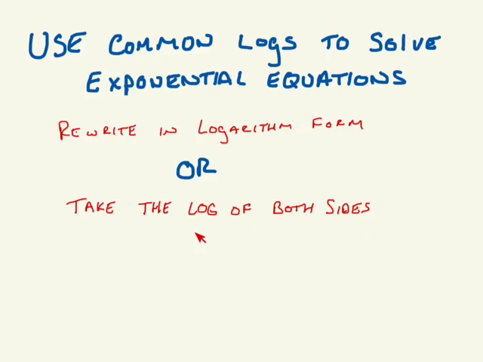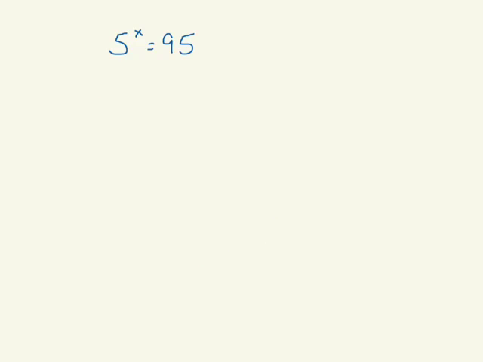Taking the log of both sides is especially useful because it allows us to use the exponent property to drop things out of exponents and down in front. Rewriting in logarithmic form might do some of the same things, but this will allow us to do it even if we have multiple exponents and things of that nature. So let's dive right in here.